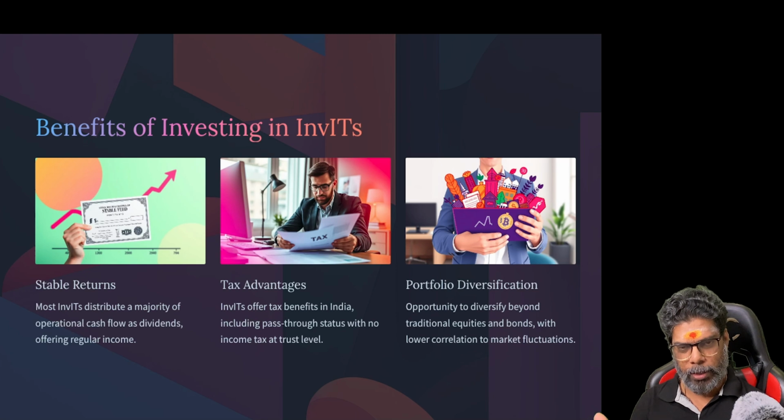So similarly, you have InvITs. InvITs are also like a stable return like an FD, but the return you will get is more than the FD one. And also you can expect a certain amount of growth in the invested amount, not just the return. Your amount also might grow to a certain extent, not like growth stocks. Okay, that is the one thing.